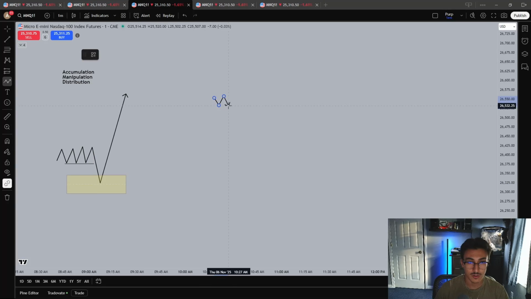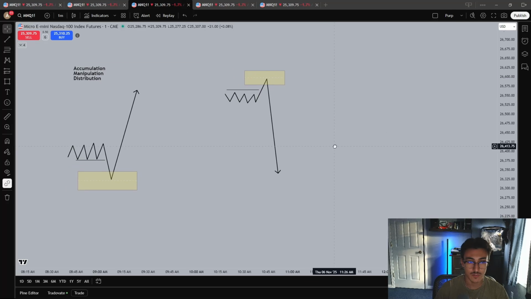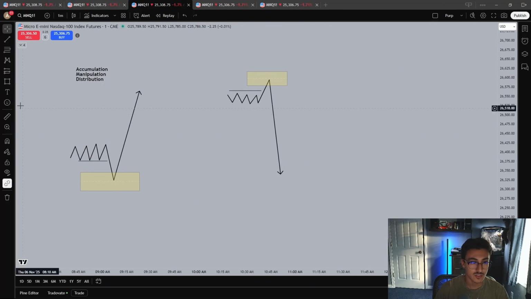We look for accumulation, highs to be manipulated, distribution in the opposite direction. Okay, buy side liquidity is generated and swept, and we also get extra confirmation when we tap into a fair value gap.